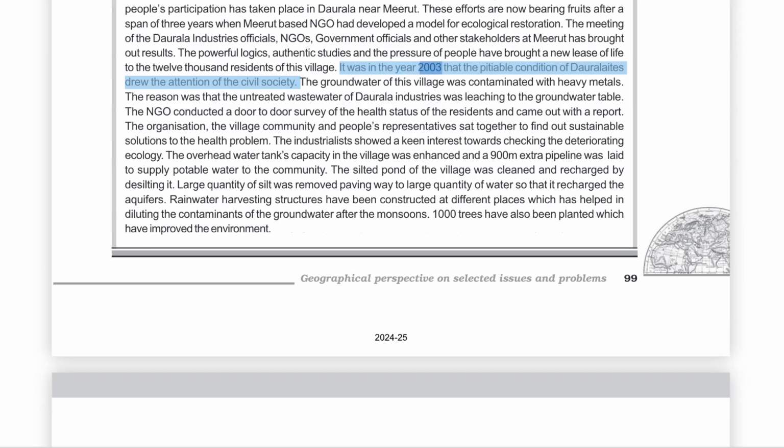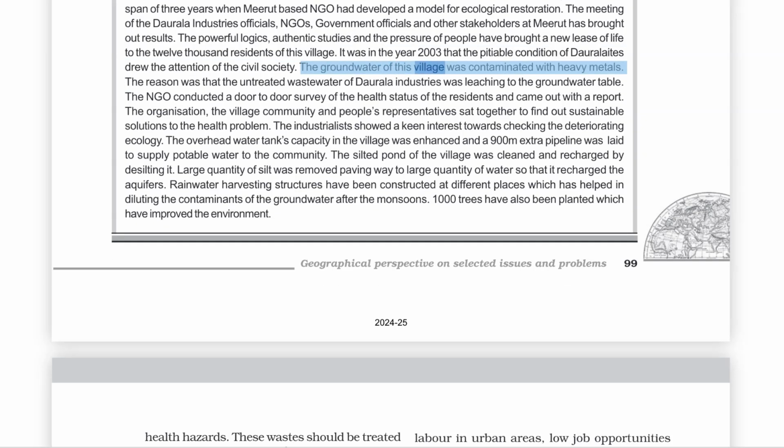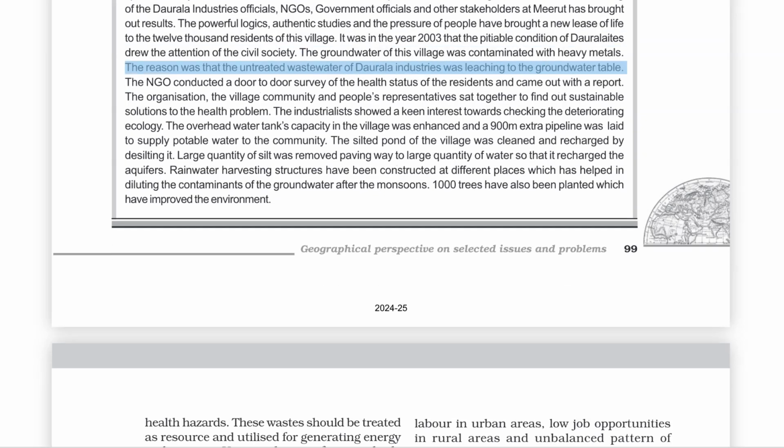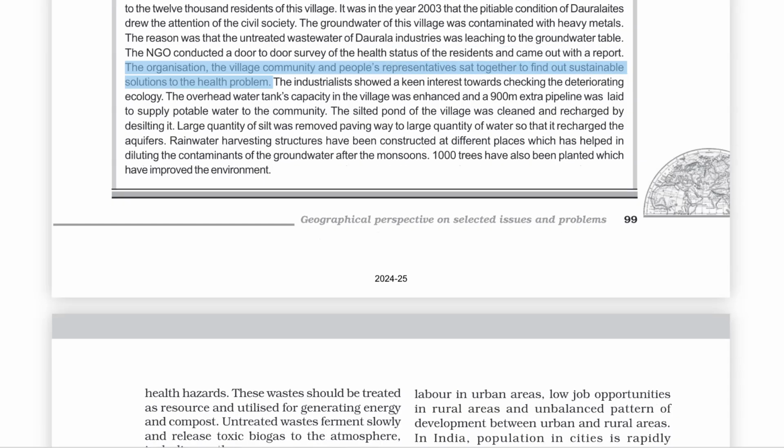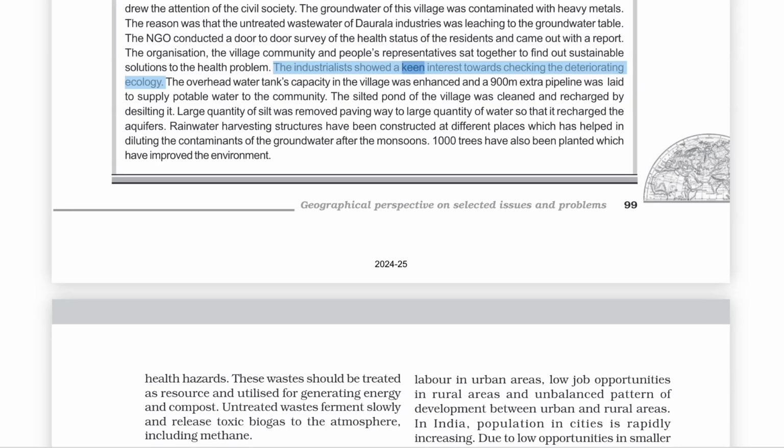It was in the year 2003 that the pitiable condition of Durala drew the attention of civil society. The groundwater of this village was contaminated with heavy metals. The reason was that the untreated wastewater of Durala industries was leaching to the groundwater table. The NGO conducted a door-to-door survey of the health status of the residents and came out with a report. The organization, the village community and people's representatives sat together to find out sustainable solutions to the health problem. The industrialists showed a keen interest towards checking the deteriorating ecology.